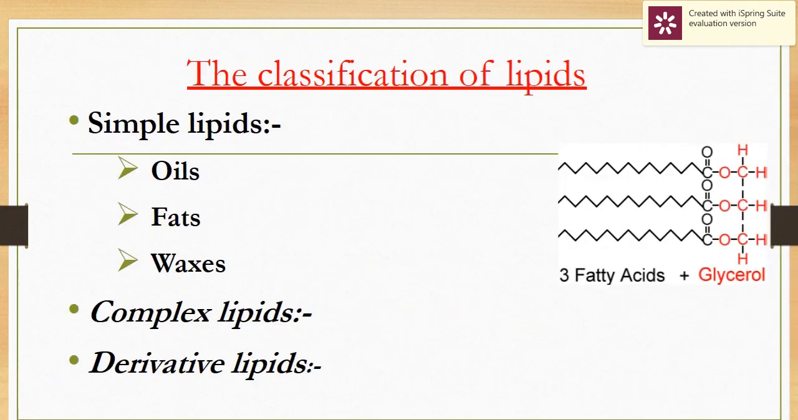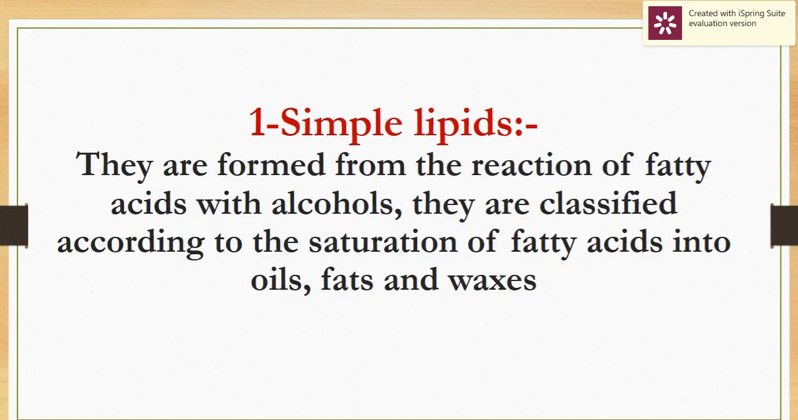What are the types of lipids, or what is the classification of lipids? The lipids are formed of simple lipids, complex lipids, and derivative lipids. What is the difference between them? That's what we are going to talk about. But first we are going to talk about simple lipids, how they are classified, or how the simple lipids are formed.